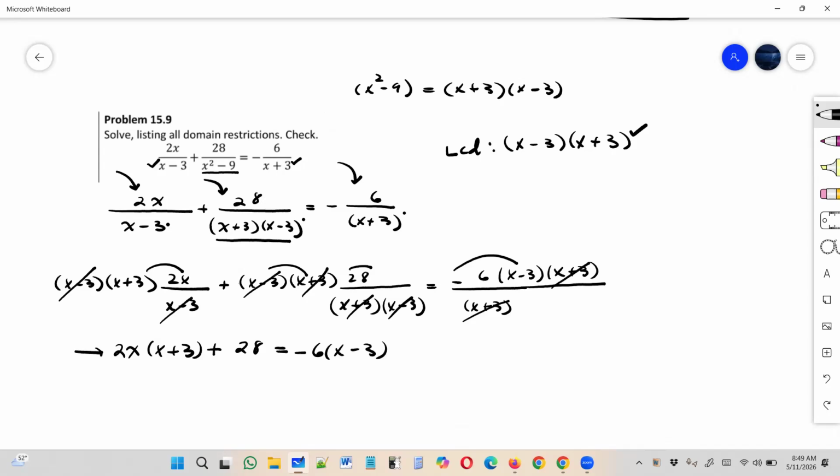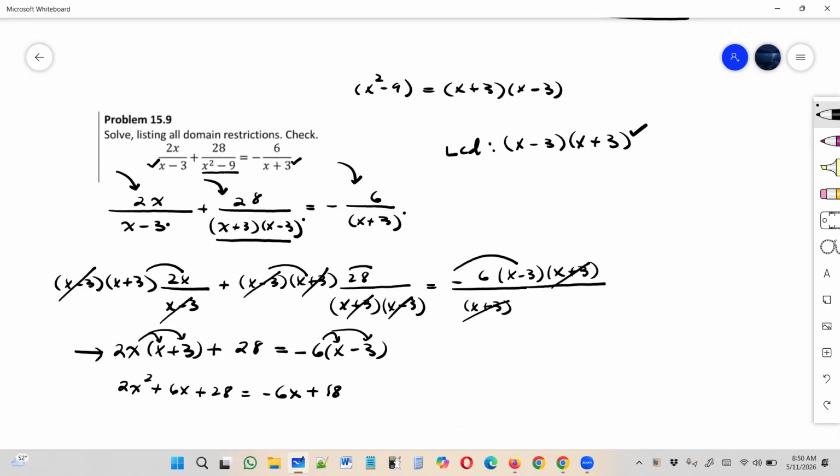Notice, at this point, no denominator. We're going to solve the remaining equation. But first, we have to get rid of the parentheses. So I'm going to distribute here and here, and here and there. So 2x squared, 6x, 28, negative 6x, 18.